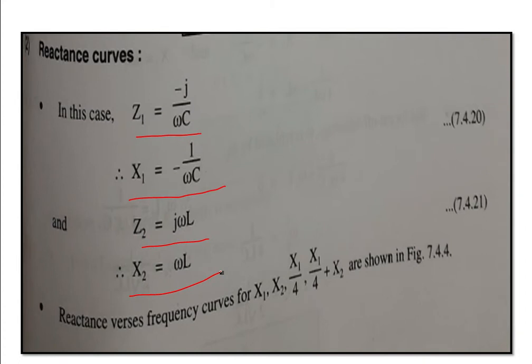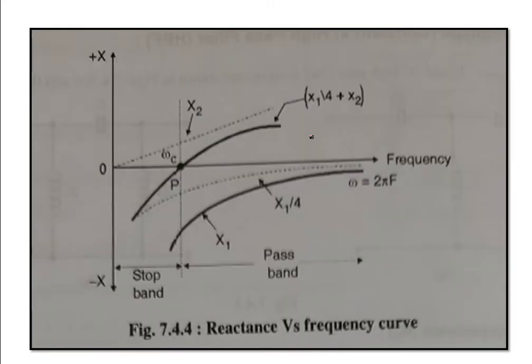Then the reactance curve, the reactance versus frequency curve. This is the inductance, and this is the capacitance, and both are the reactance of the capacitor C and the inductor L. Then what we do here is show the reactance versus frequency curve of X1/4 and X1/4 plus X2. So here is X2 and here is X1. Here the stop band occurs, and here is the pass band.